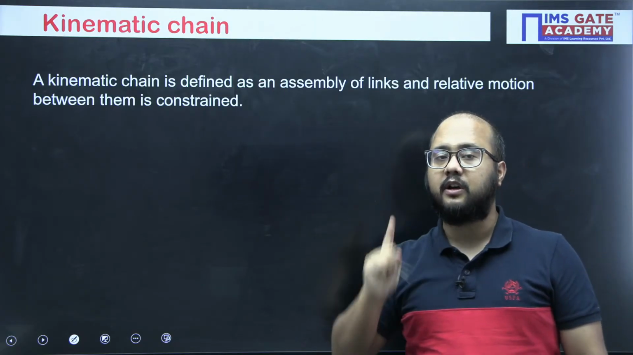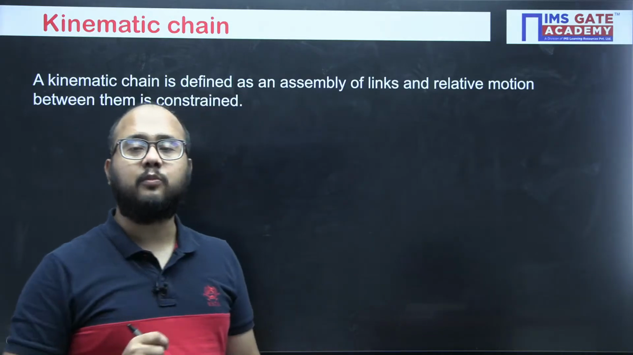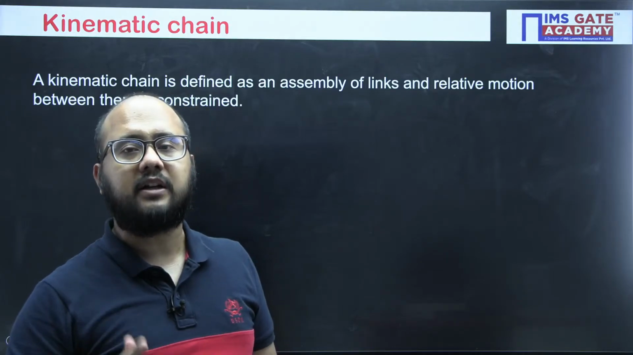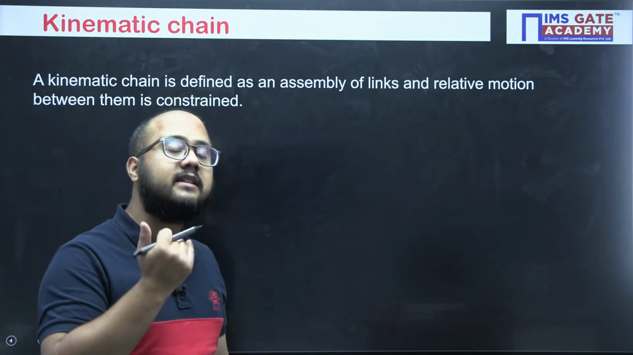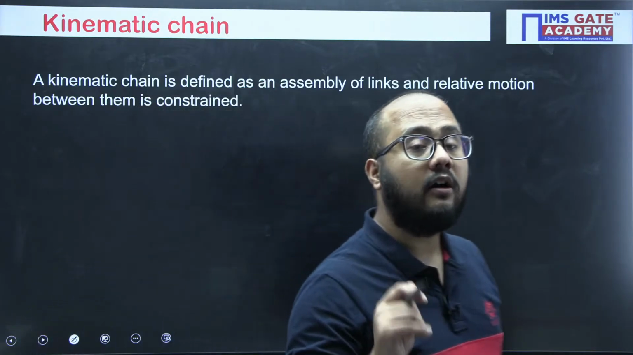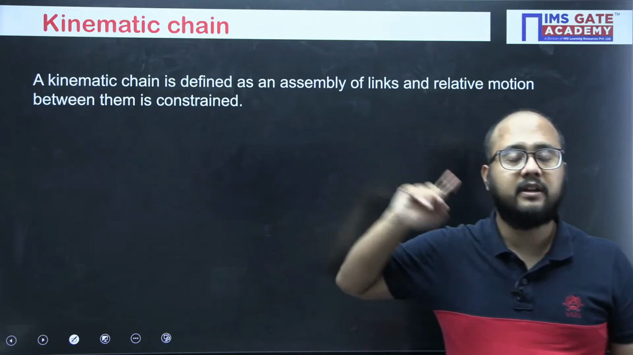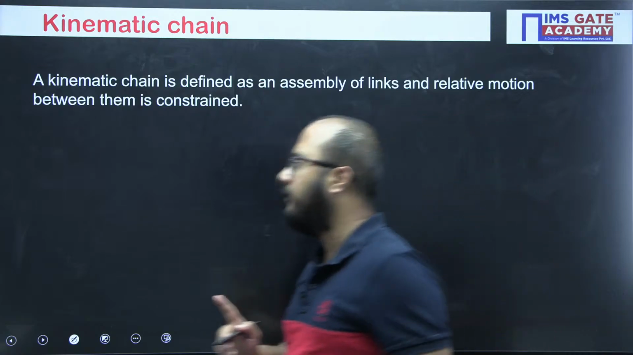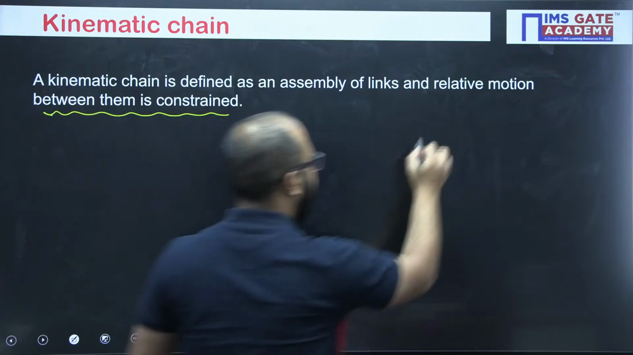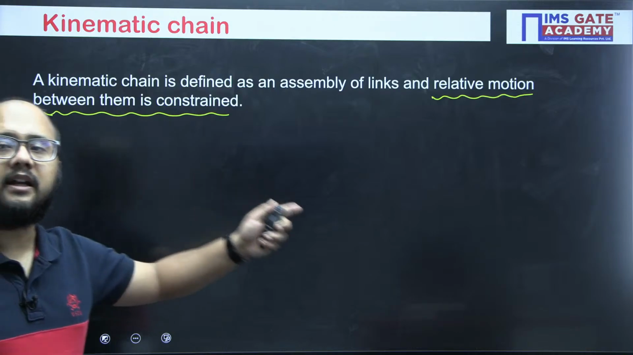Please understand, a kinematic chain is defined as an assembly of links where the relative motion between them is constrained. This is a very important point. It doesn't simply mean that when different links get connected, it becomes a kinematic chain. No, it will be called a kinematic chain only when the relative motion between them is constrained. So that's why it is called a kinematic chain.